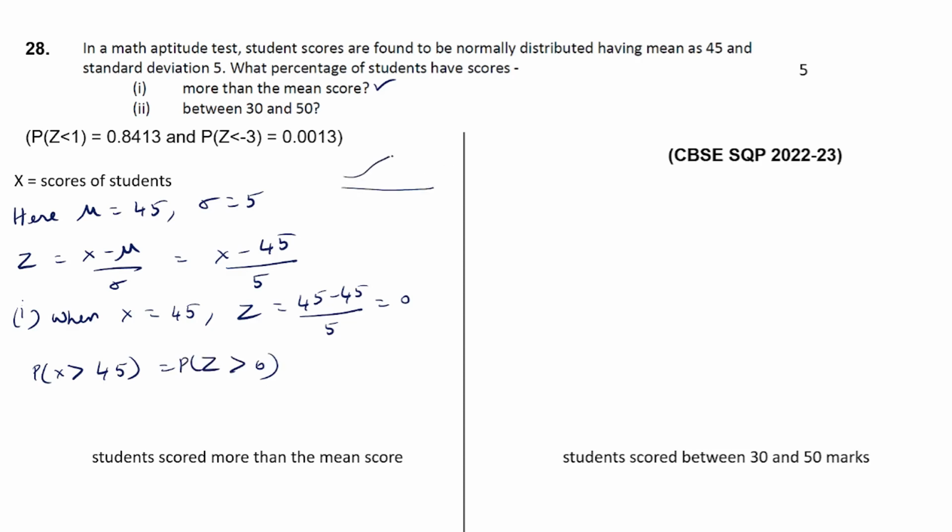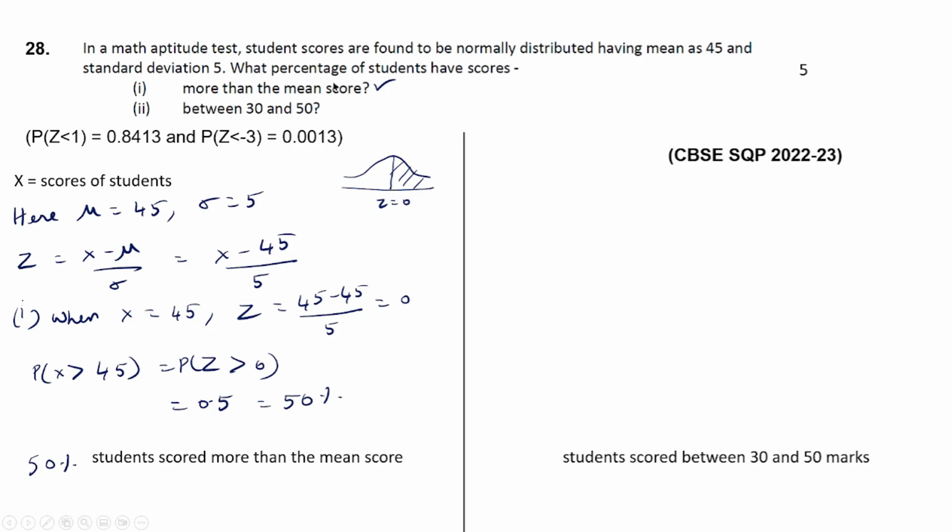If we see the standard normal distribution curve, here we have z equal to 0. So the probability of z more than 0 is this half of the curve. So this is 0.5, or 50%. As a result, 50% of students scored more than the mean score.